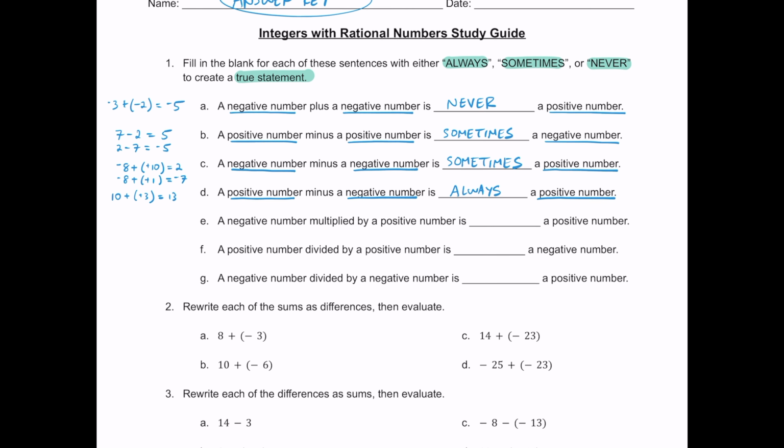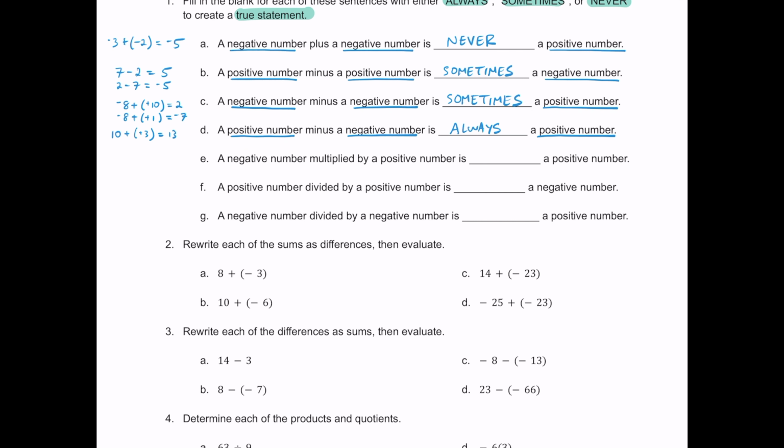Okay, moving down just a little bit here. For letter E, we have a negative number multiplied by a positive number is blank a positive number. Let's see, so if we have like -4 multiplied by 7. Well, 4 times 7 is 28, and I see one negative. That means the opposite, so the opposite of 28 is -28. So a negative times a positive, that's always going to be a negative, so it's never going to be positive.